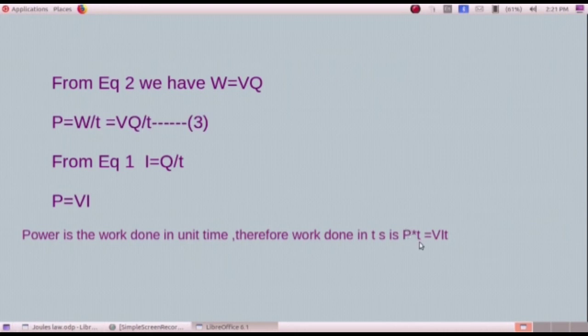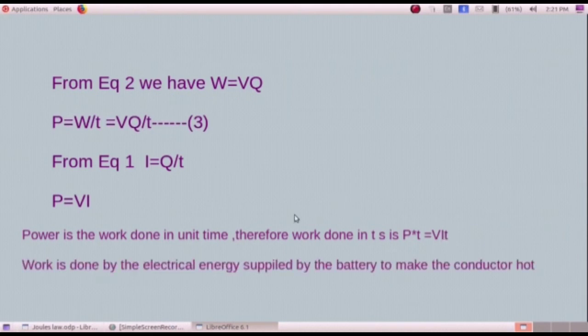We will get the work done in T seconds. P into T is equal to V into I into T. Work is done by the electrical energy supplied by the battery to make the conductor hot.